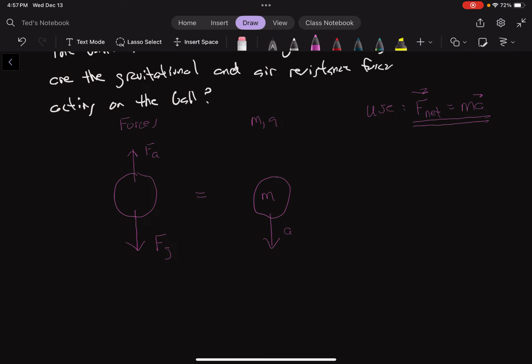Okay, and then the last thing I'm going to do is decide which direction I want to make positive. I'm going to make the downward direction positive, and I'm doing that because the acceleration points down, and I like to make the downward direction the same as the acceleration.